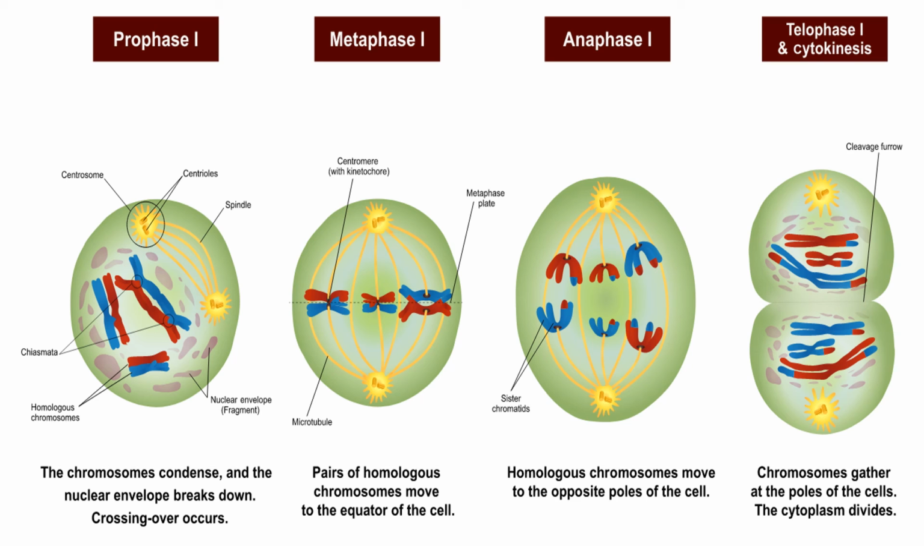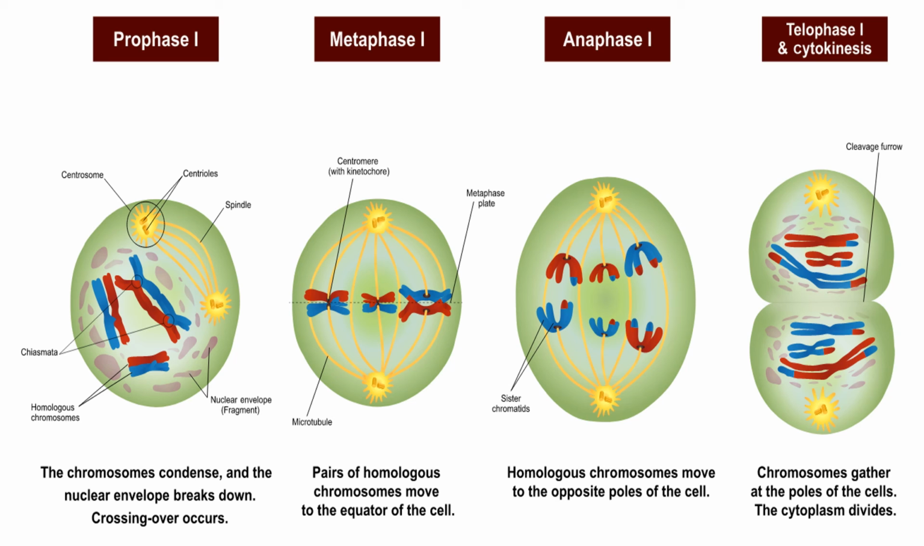Now, for the metaphase 1. Pairs of homologous chromosomes move to the equator of the cell. The paired homologous chromosomes align, as you can see, at the metaphase plate. The chromosomes in pairs are now attached to the spindle fibers. Okay?